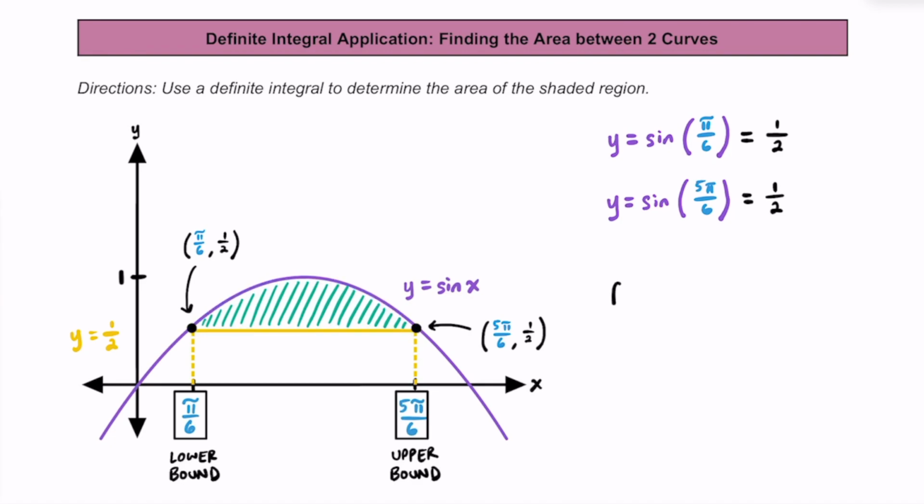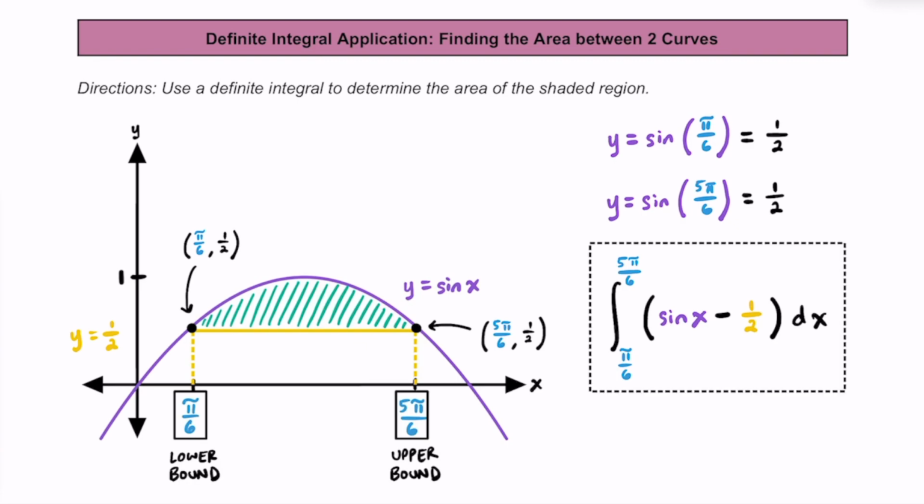Alright, so let's write our definite integral here. Our lower bound is going to be pi over 6, and our upper bound is going to be 5 pi over 6. Remember, when we are writing these integrals, we take our upper function, which is sine of x, and subtract our lower function, which is 1/2. So we have sine of x minus 1/2, the upper curve minus the lower curve, and then of course dx. This right here is the definite integral that represents the area of that shaded region.